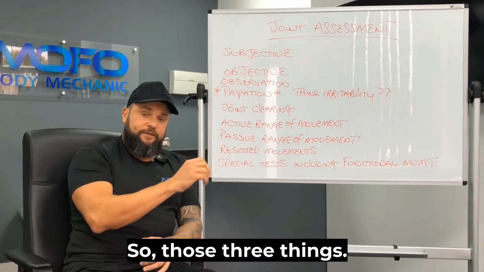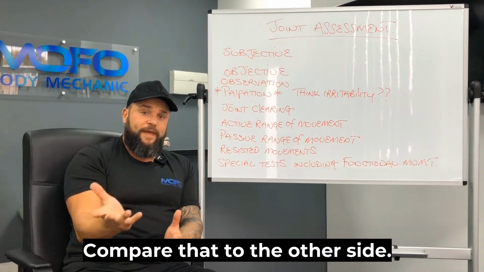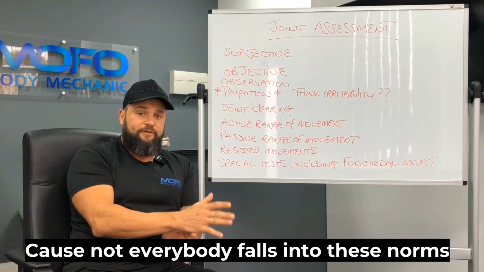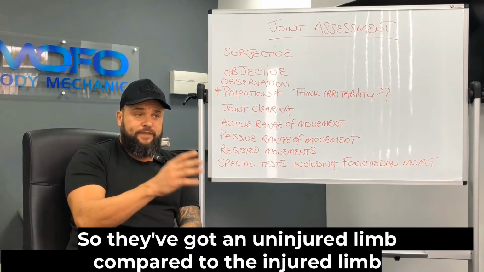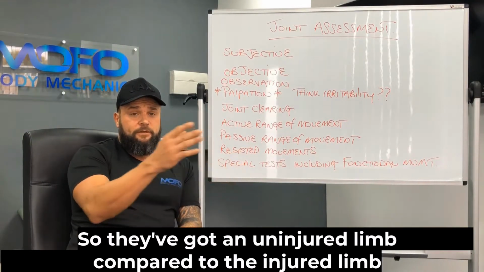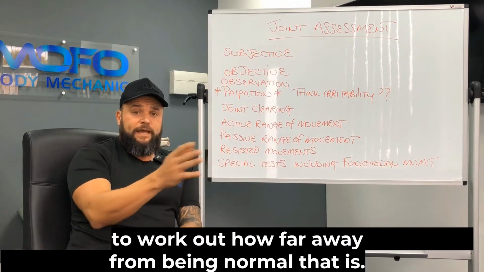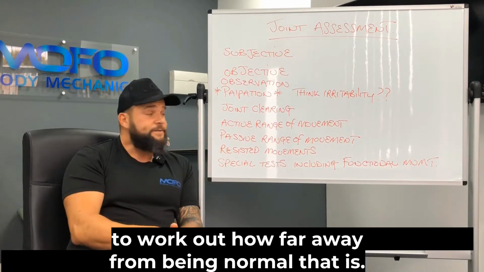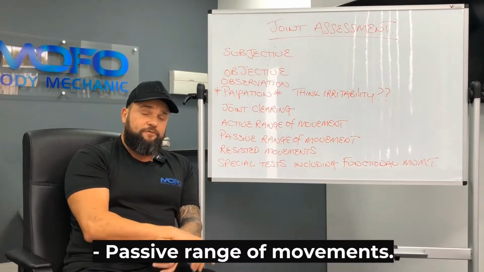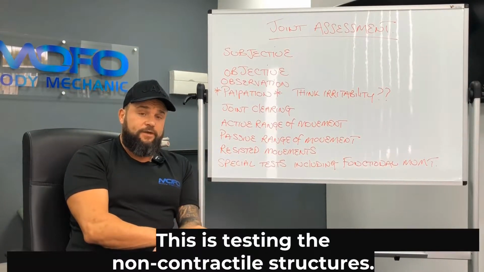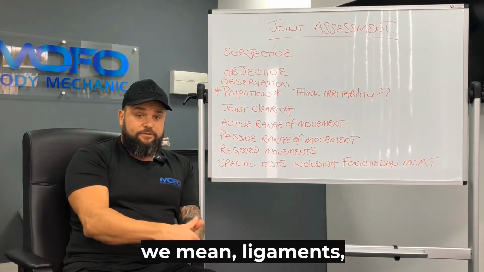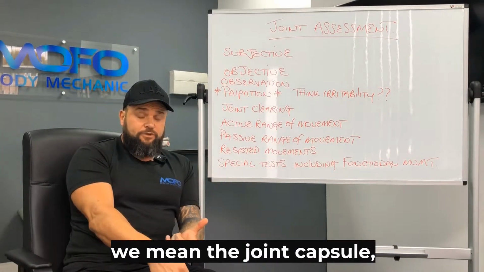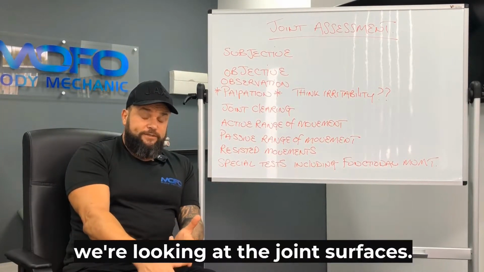So those three things, range of movements, compare that to the other side, because not everybody falls into these norms that you'll see in the anatomy textbooks. So you've got an uninjured limb compared to the injured limb to work out how far away from normal that is. Passive range of movements is testing the non-contractile structures, and by non-contractile we mean ligaments, the joint capsule, and the joint surfaces.